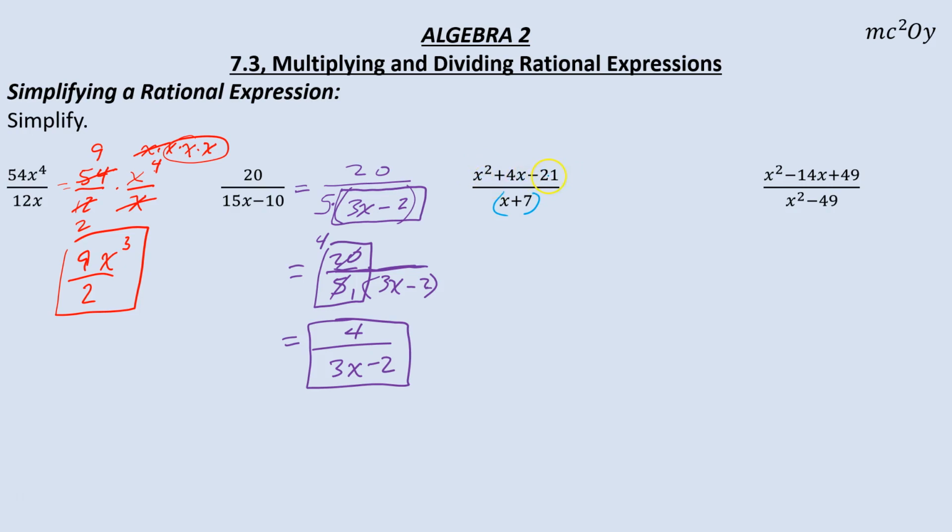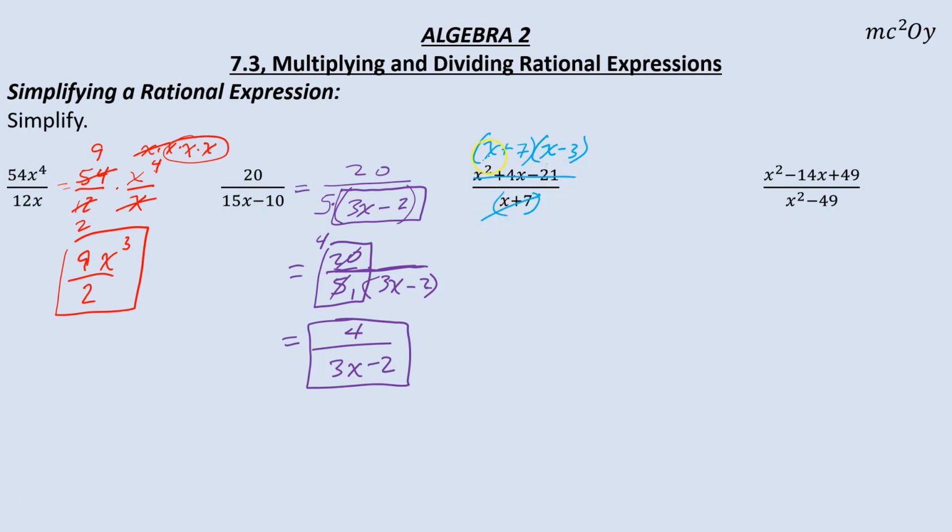Okay, two things that multiply to make negative 21 and add to 4. Well, if you're good with your factoring, you know that that's x plus 7 and x minus 3. Right? And now if you're not good with your factoring, then that's something you're going to have to brush up on, because that's an assumption I'm making right now.